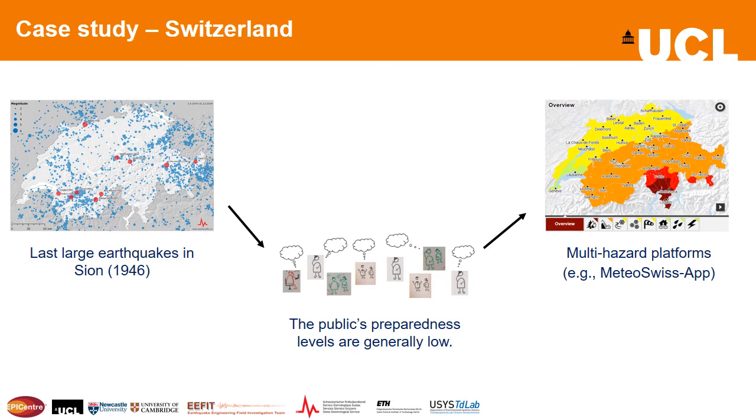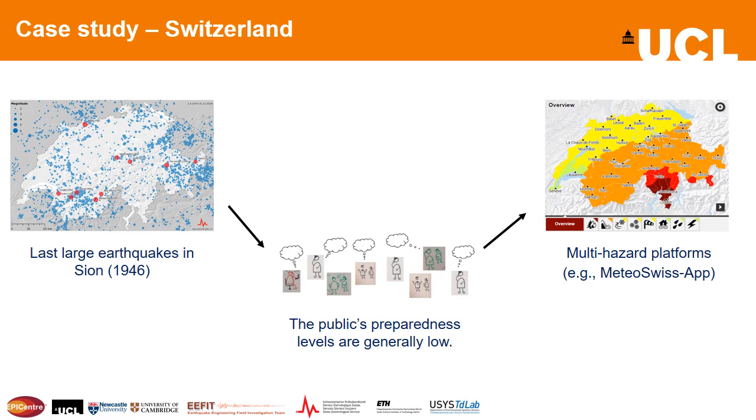In the next step, I would like to show you how you can apply different methods for specific cases. I will present you one of our case studies in Switzerland, and the aim of this case study is to explore how to best communicate earthquake information in a multi-hazard context. To give you first a bit of background, damaging earthquakes in Switzerland are only expected every 100 to 150 years, and the last large earthquake happened in Sion in 1946.